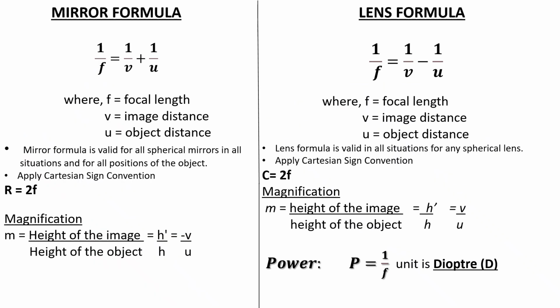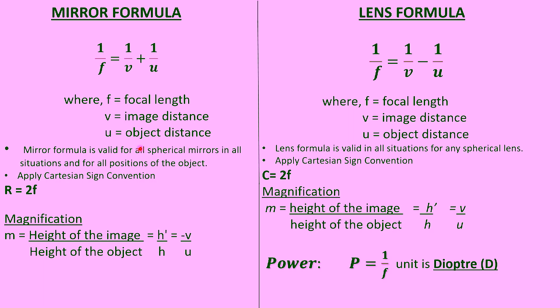And now we will see the formulas in the mirror and the lens. The mirror formula is 1 by f is equal to 1 by v plus 1 by u, while the lens formula is 1 by f is equal to 1 by v minus 1 by u. As you know, f is the focal length, v is the image distance, and u is the object distance. Remember, for the mirror it is plus here, and for the lens it is minus here.